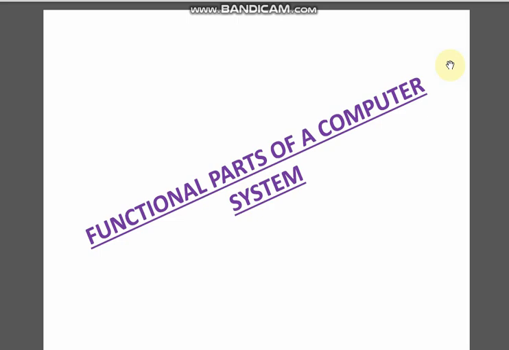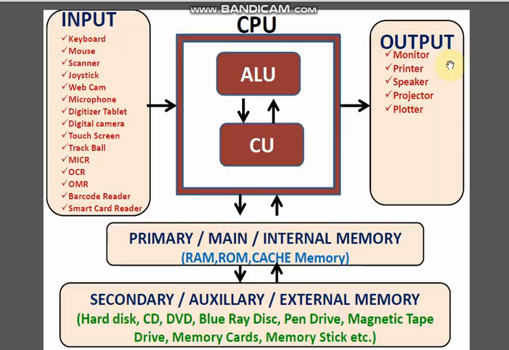Functional parts of a computer system, if we see, we can broadly see this diagram, a basic diagram where we have input, we have the central processing unit, CPU, which comprises the ALU, arithmetic logical unit, and the CU, control unit. Then the data and instructions are stored and executed in primary or main memory or internal memory. Examples are RAM, ROM and cache memory.